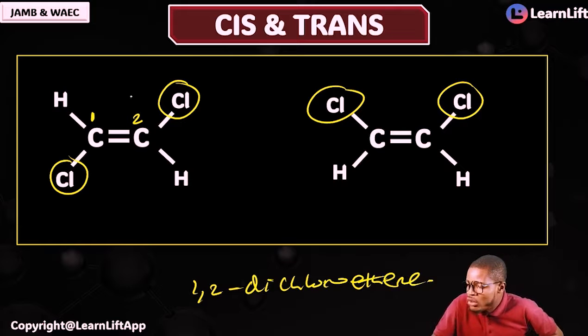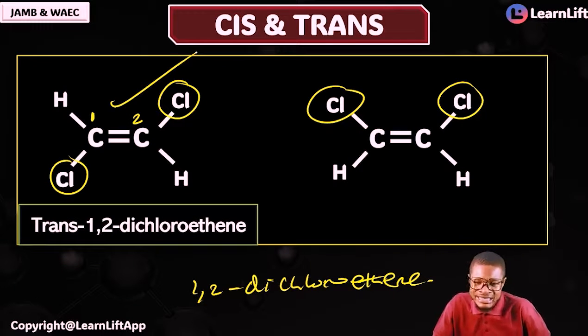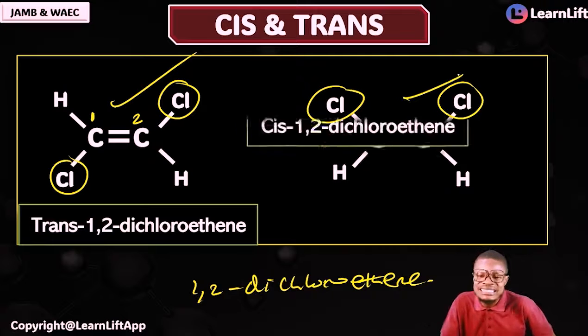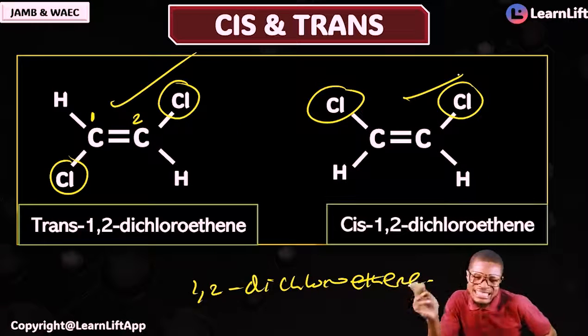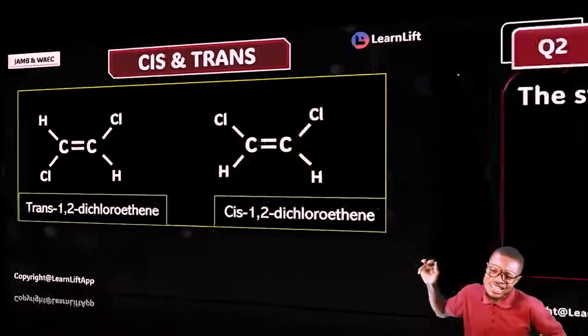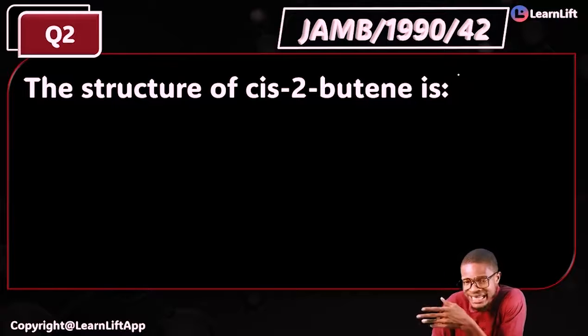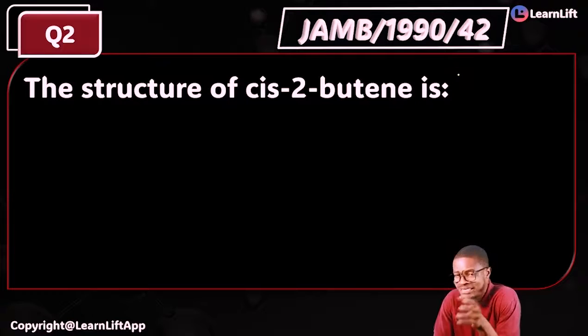1,2-dichloroethene. But what do I call this first one? That's trans-1,2-dichloro what? Ethene. What about this guy here? Cis-1,2-dichloro what? Ethene. You are out of there. Does it make sense? You sure? Okay. Normally, write me this. The structure of cis-2-butene. Whether they say cis-2-butene or cis-but-2-ene, they are the same.